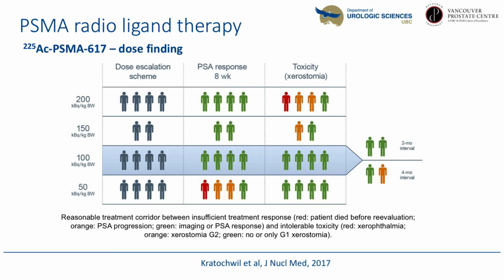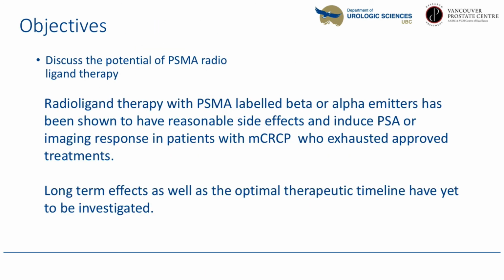So there are no radioligand therapy trials going on in Canada as far as I know. However, there are some in the US with lutetium, and yeah, we'll see what comes. So to summarize that part, radioligand therapy with PSMA labeled beta or alpha emitters has been shown to have reasonable side effects and induce PSA or imaging response in patients with castration-resistant prostate cancer who exhausted approved treatment. Long-term effects as well as the optimal therapeutic timeline have yet to be investigated, of course.